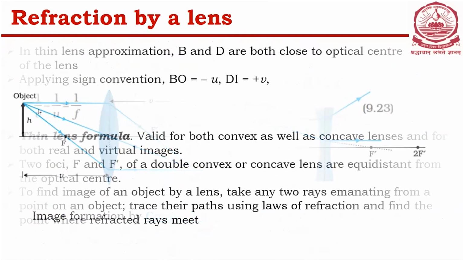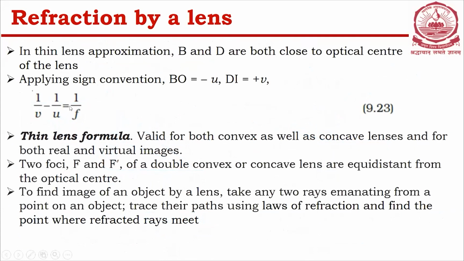You can write the Lensmaker's equation applying the sign convention here: 1 by v minus 1 by u is equal to 1 by f. This is the thin lens formula, valid for both convex as well as concave lenses and for both real and virtual images. Whenever you consider a lens, there are two foci, F and F dash. For double convex and double concave lenses, F and F dash are equidistant from the optical center, as you know very well.